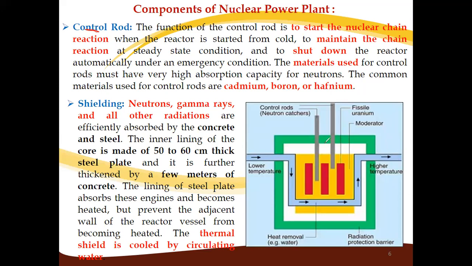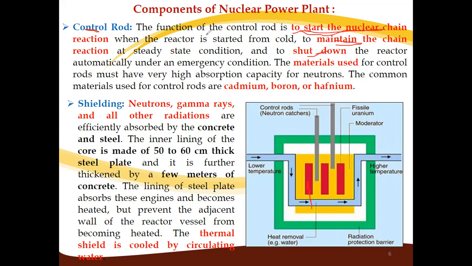So if you see in this, we have moderator and control rod. These are the control rods, which catch the neutrons, and these are the moderators. The function of control rod is to start the nuclear chain reaction, then to maintain the chain reaction, and to shut down the chain reaction. So this is the main function.